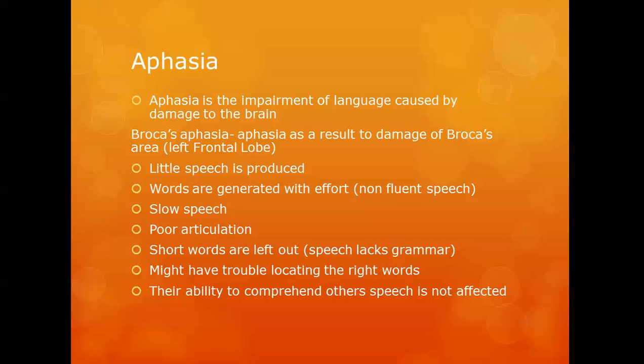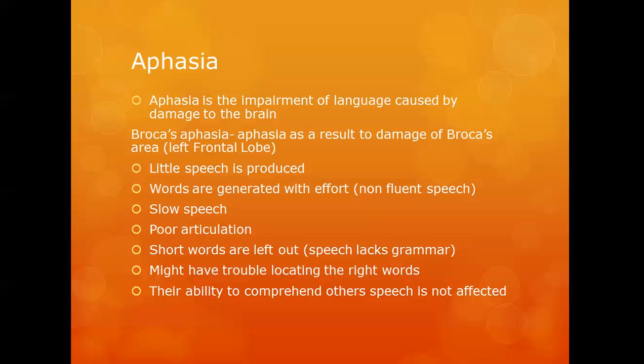The first one is Broca's aphasia. So Broca's area is found in only the left side of the frontal lobe. And we know that this is involved in the production of speech. So people with Broca's aphasia produce little speech, lots of gaps, really struggle to actually generate those words. So therefore it's described as non-fluent speech, slow speech, poor articulation, so words aren't pronounced very well. Short words are often left out. They might have trouble finding the right words.